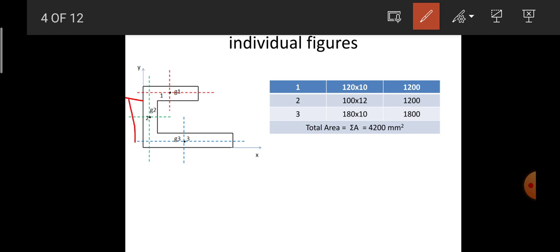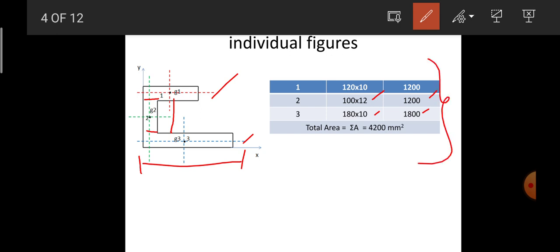From here to here, the total is 120, and I only need the web part. So it is equal to 120 minus this 10 and this 10, which is 120 minus 20, equal to 100 mm, and the width is equal to 12 mm. Therefore it is 100 into 12, which comes to 1200 itself. Next is the third rectangle, which has a width of 180 and a depth of 10 mm, so it is 180 into 10, which comes to 1800.